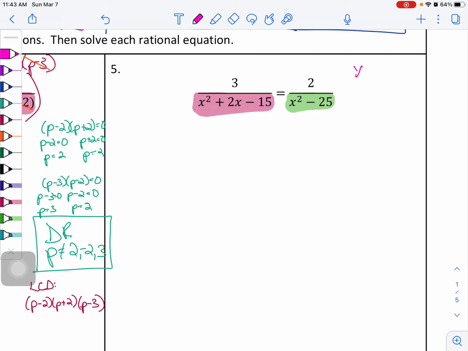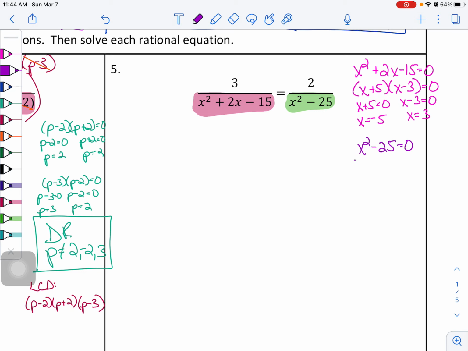Again, I want to focus on my denominators. So I have my denominator on my left, denominator on my right, and I'm going to separately set each one of those denominators equal to 0. Now I need to factor them. So let's see, x plus 5, x minus 3 equals 0. So x plus 5 equals 0, x minus 3 equals 0, which means x equals -5 and x equals 3.